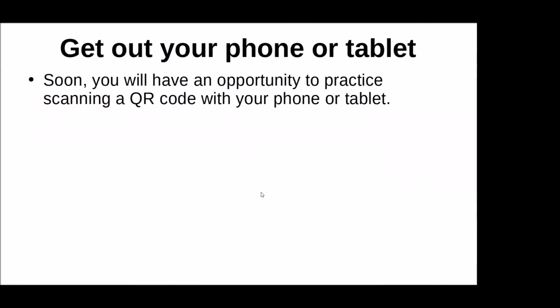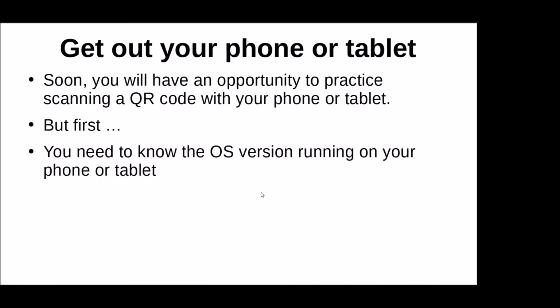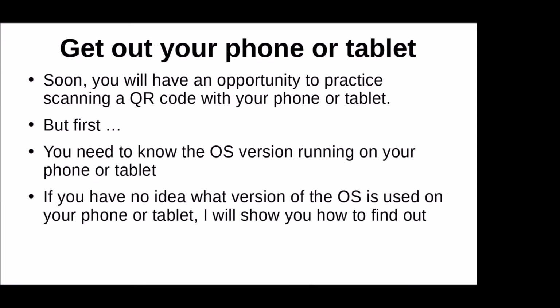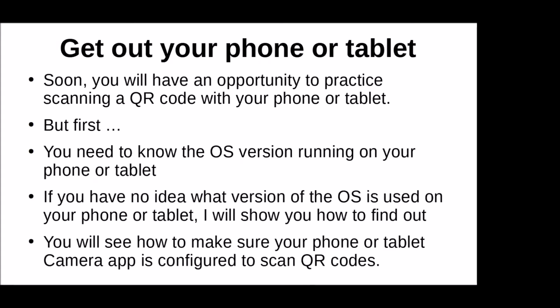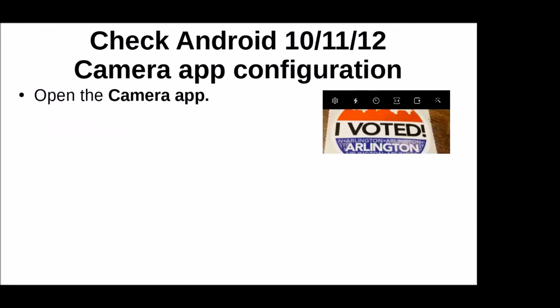Now, get out your phone or tablet, because you're going to have an opportunity to practice scanning in just a minute. But first, you need to know whether or not your OS version running on your phone or tablet will support this activity, and I'm going to show you exactly how to figure that out. We'll see how to make sure your phone or tablet camera app is configured properly to scan QR codes. Now, it turns out it's built into Android 10, 11, and 12. And specifically, it's built into the camera app.